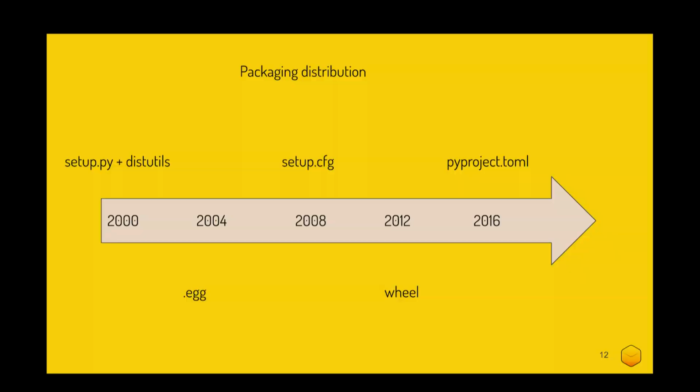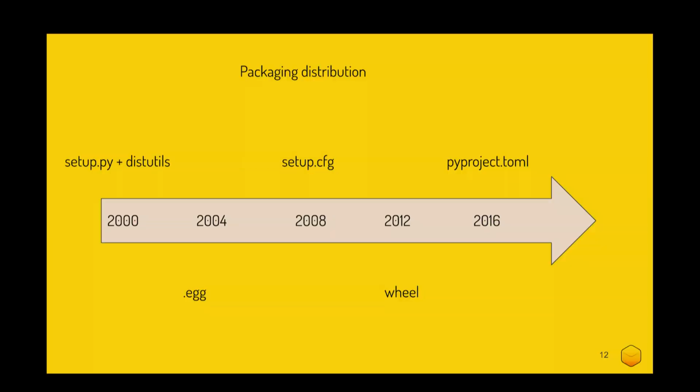So in 2004, the egg format appeared. It's a very historical format, and it was the first way to distribute built packages, but it has some problems. First one, that it wasn't strictly specified what should go in the egg file, and it was also both a distributable format and an installable format, which under the hood created some edge cases. So in 2012, wheel appeared.